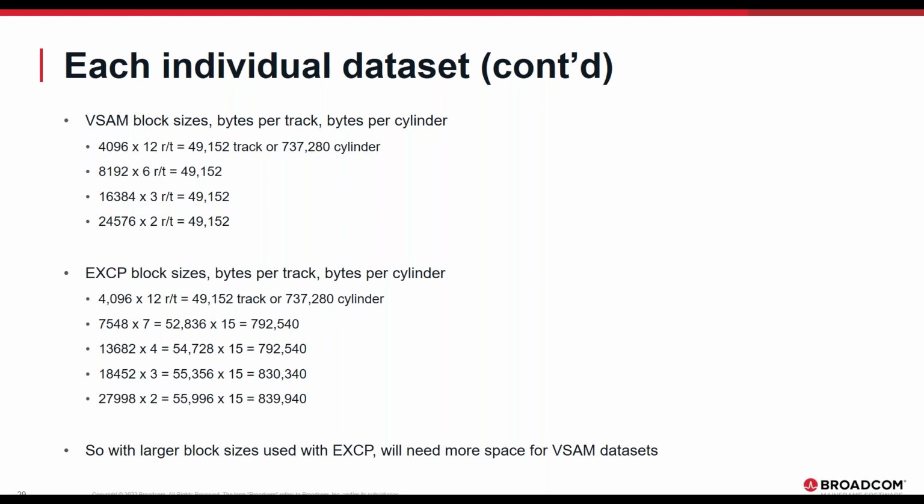So what it all means is if you're going to switch from a block size of like 27998 to the 24K in VSAM, it will take more tracks, i.e. more cylinders. So it's not a lot more, but it's a noticeable more, and you need to plan for that. Let's continue.